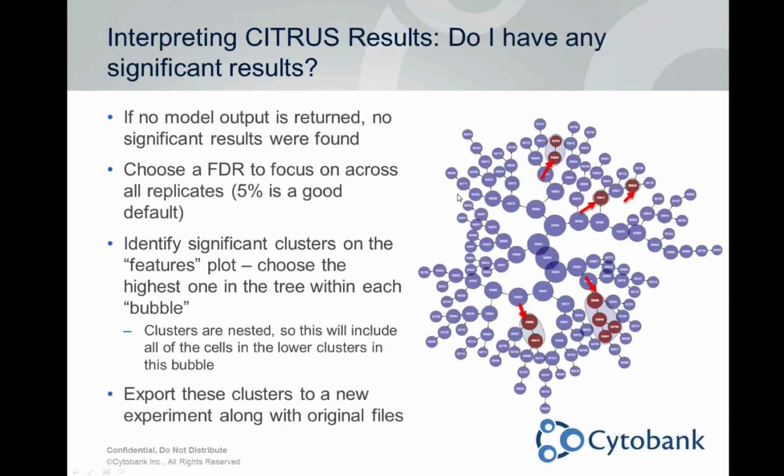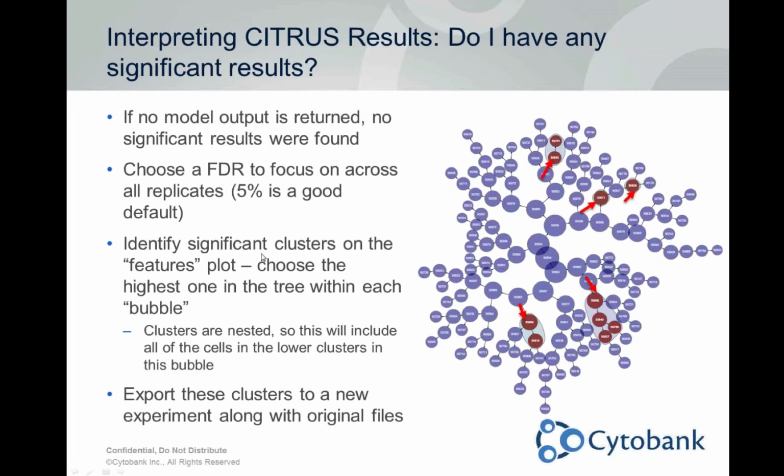So now what does this look like? I have some examples here that we can walk through to show each of these steps in detail. First up, do I have any results? Like I said, if no model was returned, there's no significant results. 5% is a great false discovery rate to start with. Your results from CITRUS will appear as a series of PDFs, and I'll walk you through what they look like.